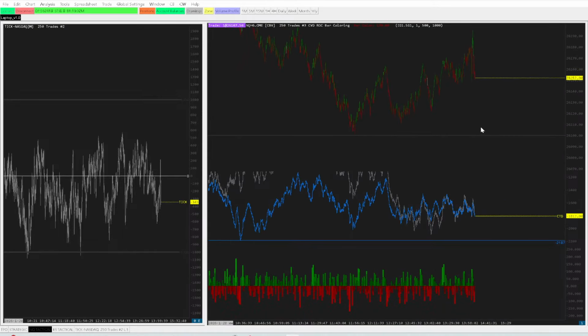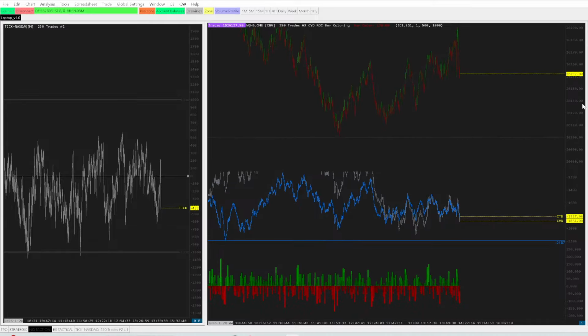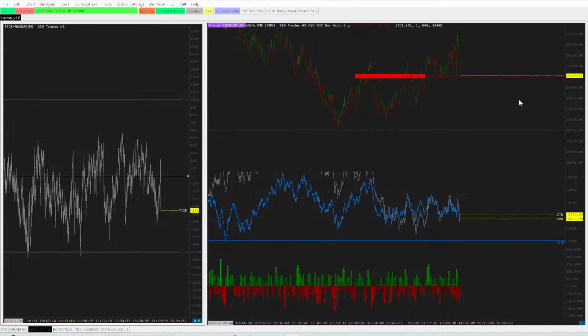Kind of hoping that they take this low out here and a lot of selling. I'm going to take a short here. So our tick's below zero. Quite a bit of, you can see kind of the acceleration.